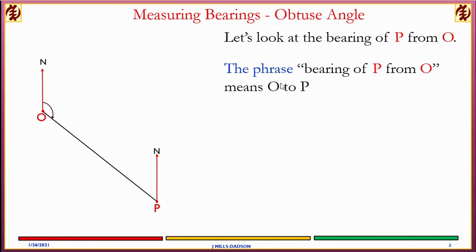So you need to start at point O and not P. So you always remember the keyword from. That's the starting point. So you go to point O, and that is our north line. And we need to start measuring from the north line until we hit the black line connecting point P. That's all we need to do. So it's all about angle measurement.